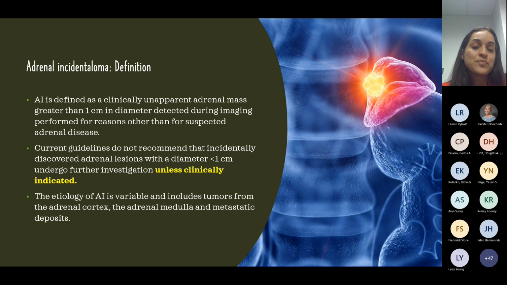for a non-adrenal disease issue. The current guidelines don't recommend that we do a biochemical workup for an adrenal mass that is lower than 1 centimeter. But there's an exception. If we see that this patient clinically has an indication to do the biochemical workup and further workup, then we do it. But if not, then with more than 1 centimeter we are going to proceed to do the full workup. And the etiology of the adrenal incidentaloma is going to be variable. It includes tumors from the adrenal cortex, the adrenal medulla, and metastatic lesions.